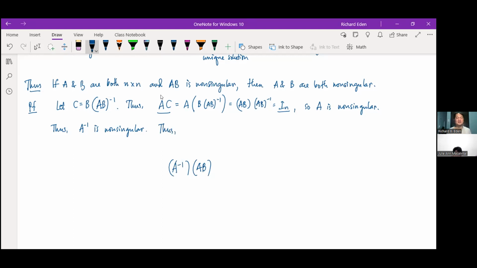Therefore, as a result, the product B, which is A inverse times AB, is also non-singular. So that means if you have a product which is non-singular and it's factorable into square matrices, then those factors should also be non-singular.